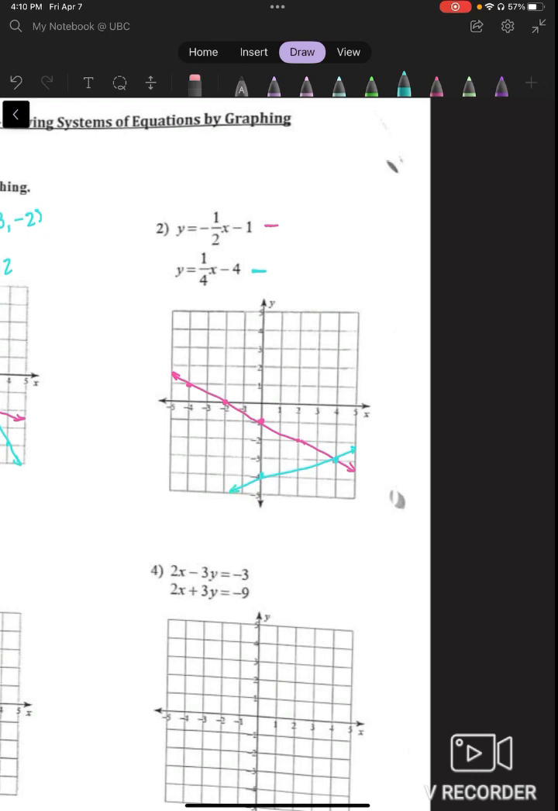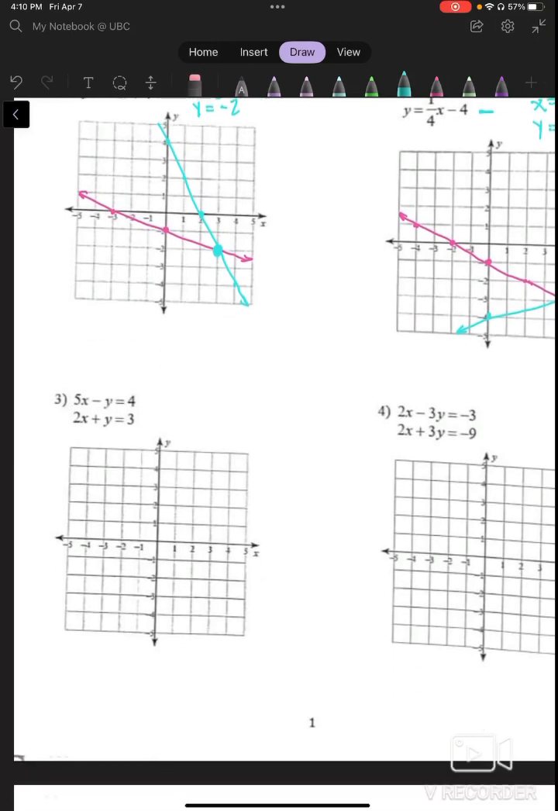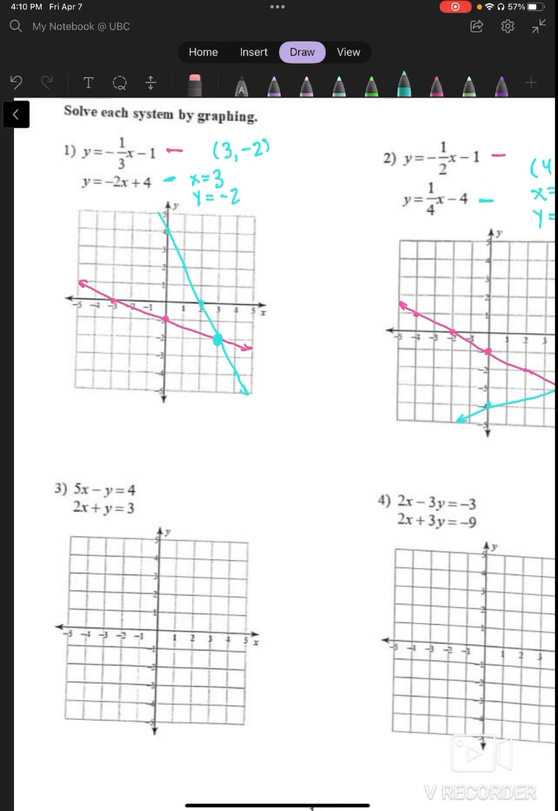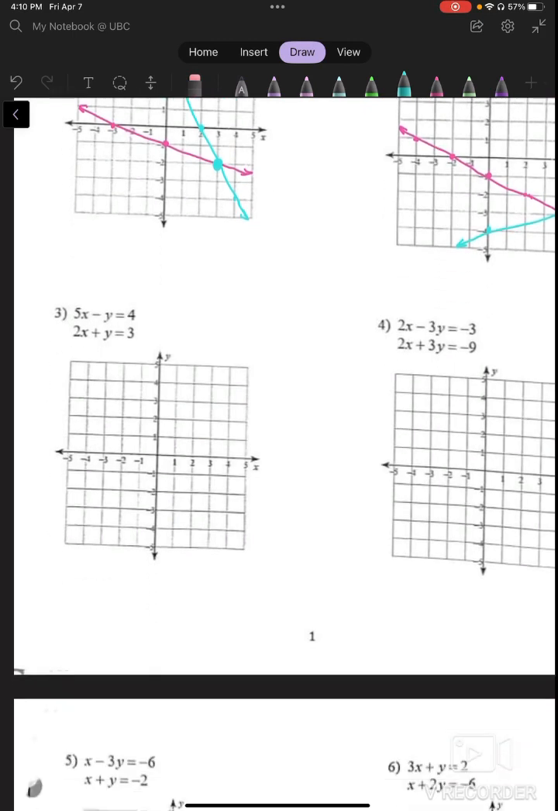And for this system, the lines intersect here at the point 4, -3. So x equals 4 and y equals -3. So that's how you do those. For problems like number 3 and 4, where they don't give you the equation in slope-intercept form, you would just have to put them into slope-intercept form and solve for the y-part.